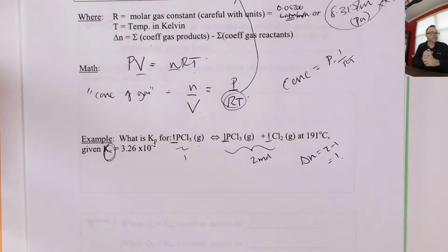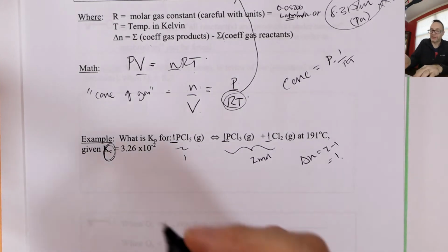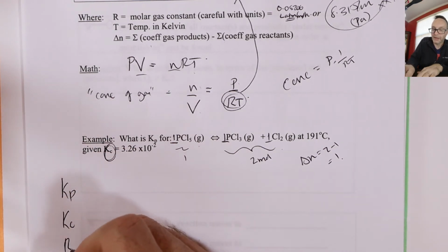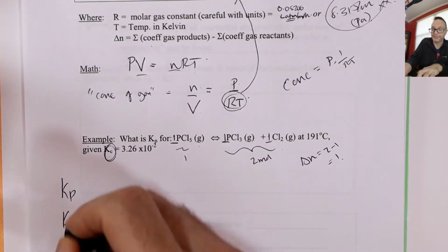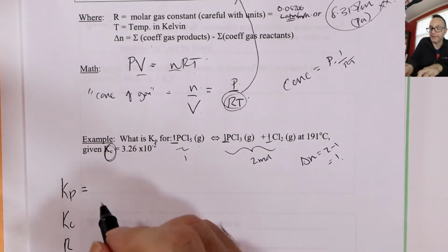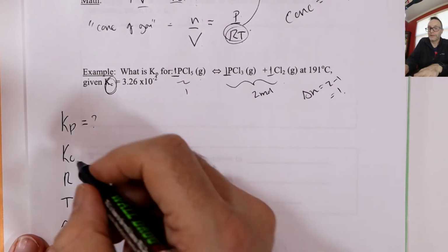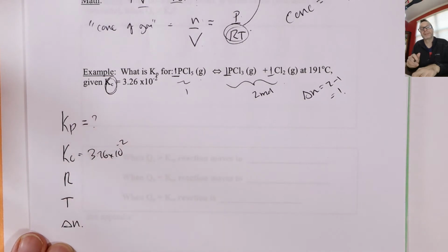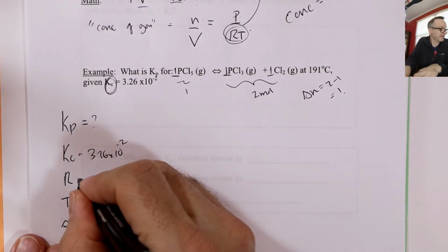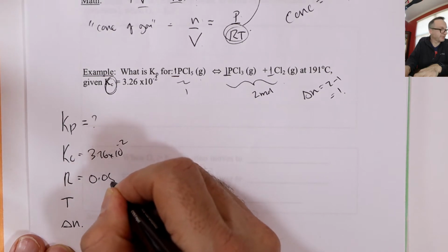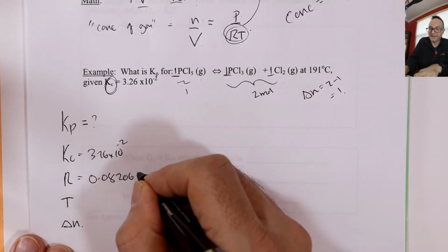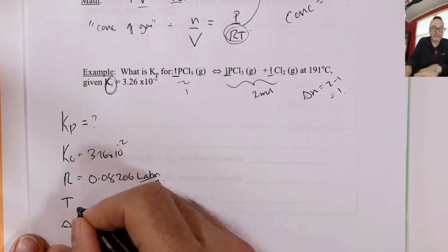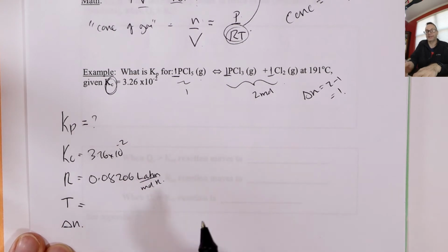All right. Now, let's write our values down. So Kp, Kc, R, T, delta N. All right, Kp, that's what we've got to find. Kc, 3.26 times 10 to the minus 2. If you're picking this up, feel free to pause me, carry on. We'll check your answer in a minute. R, unless otherwise stated, we're going to use the standard one we've always been using. Temperature has to be in Kelvin, all right, because R has Kelvin in it.